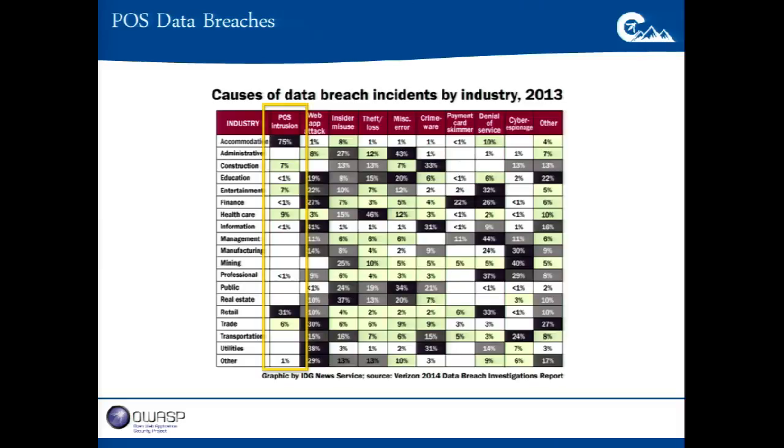And the fun fact to see is that even last year, POS intrusions were pretty high up there as compared to all other intrusions. They have things like insider misuse, miscellaneous errors, denial of service, cyber espionage, even web application attacks. I would say POS intrusions were pretty much neck and neck with web application attacks if you add all these numbers. Of course, in accommodation, last year there were only 1% web application attacks, but web application attacks were pretty high in utilities, transportation, and certain other industries.